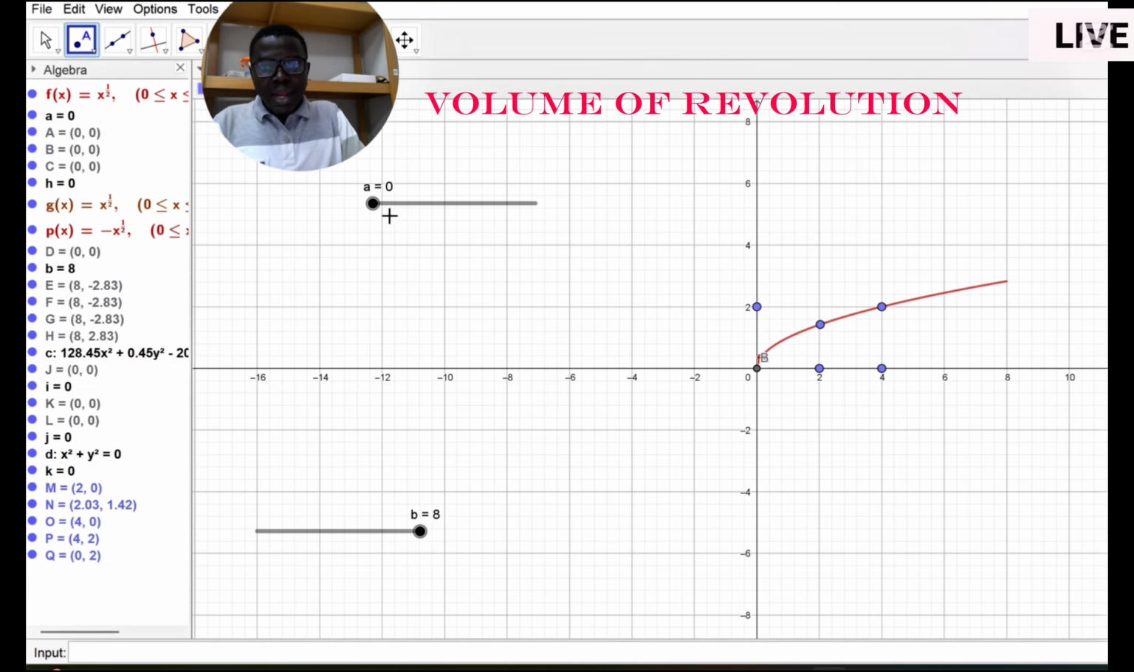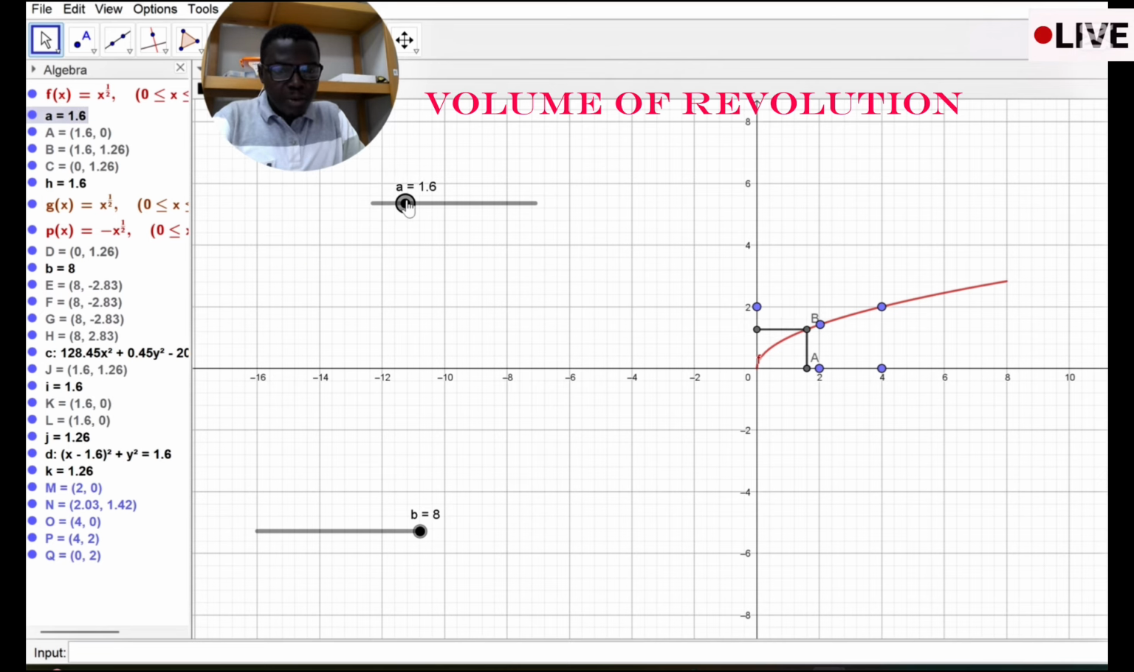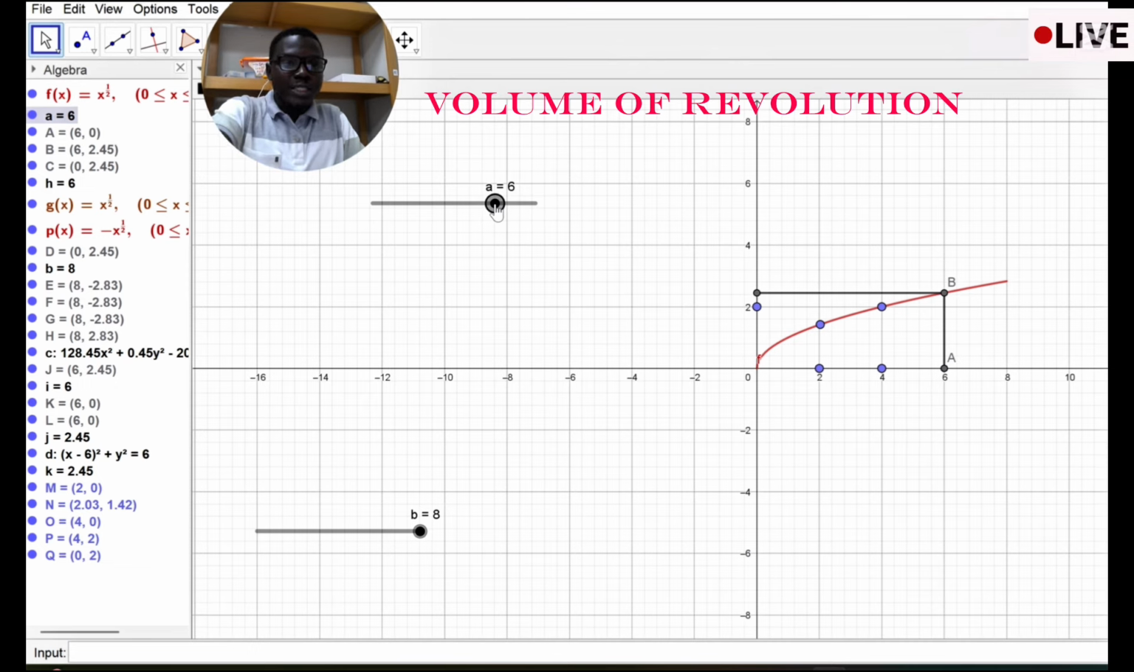So in that case, I created this slider in such a way that you will be able to visualize it. When I move this slider, you can see the y value at each point. At each point, it will be able to approximate the exact radius for this function.